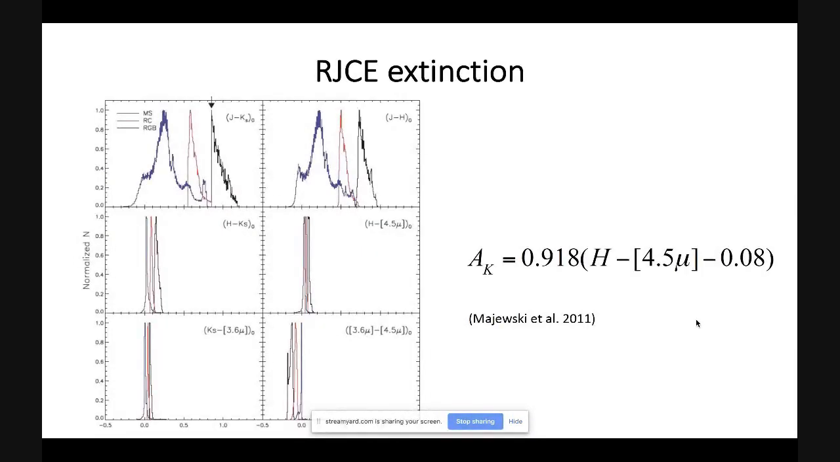If you look at the colors of stars in different bands, you see in the middle right panel, the H minus 4.5 distribution is very narrow in the intrinsic color. And if we observe these colors, the difference between the observed and the intrinsic color is due to the extinction between us and the star. And this allows us to calculate the extinction.